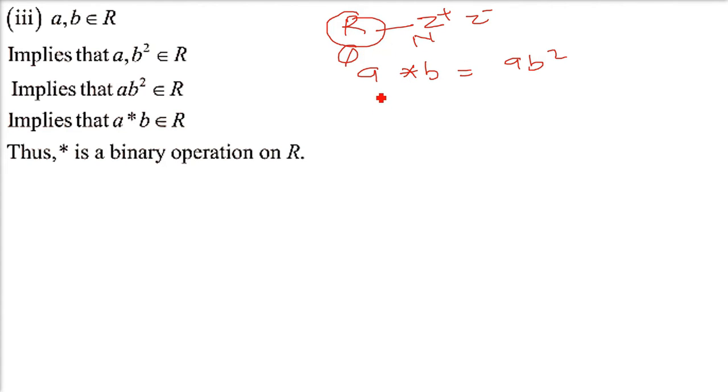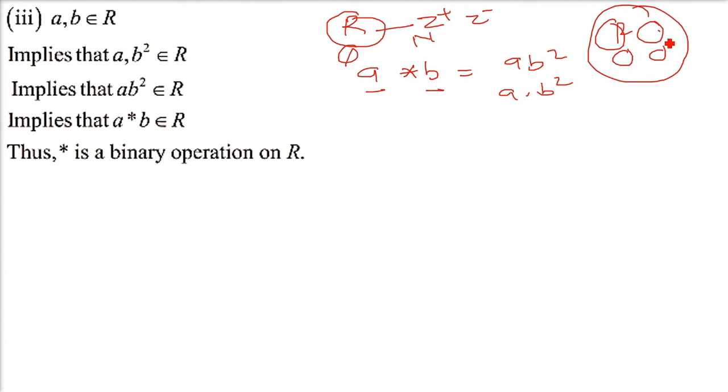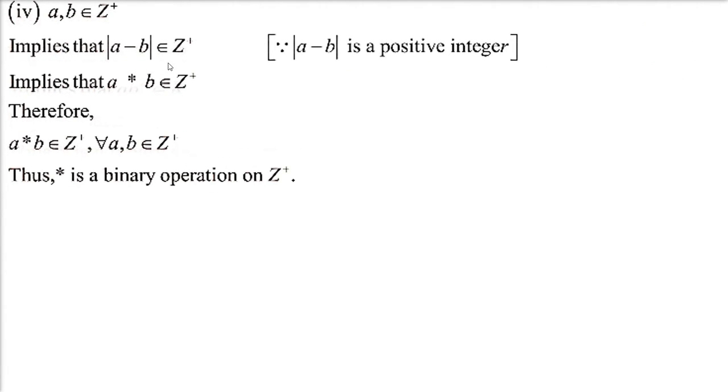If you take A from the real number set, B from the real number set, and if you multiply B twice and A a single time, that is A B square, it will always be in the real number only. As I said, real number is a bigger set. All other sets which we have discussed up till now are inside the real number. So any number you take will be in this bigger set. So this star is a binary operation on R, real number.